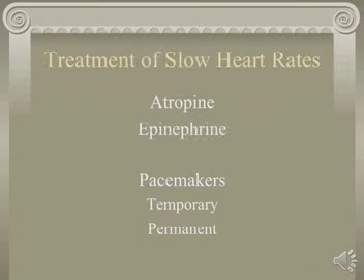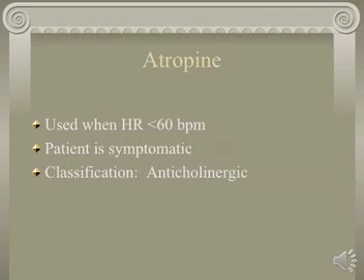Pacemakers can also be used for the treatment of slow heart rates. They are in the classes of temporary and permanent. In general, all pacemakers have two components, an electronic pulse generator and pacemaker electrodes. The generator determines the rate, the strength or output of electrical impulse going to the heart.